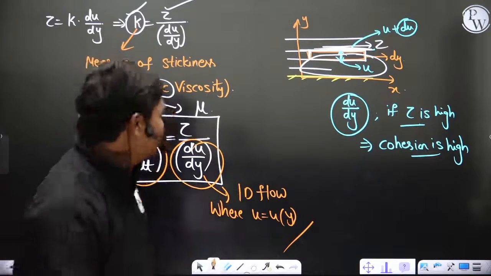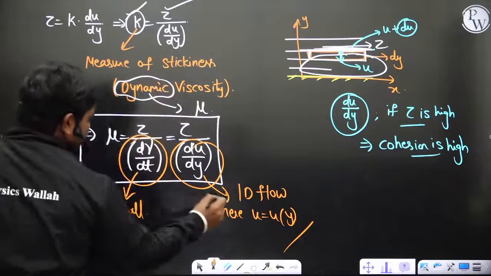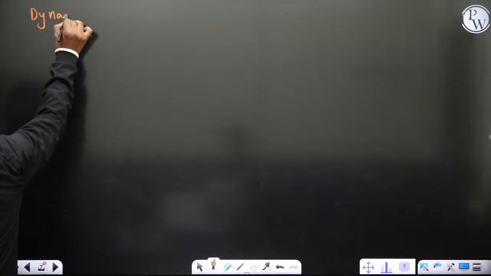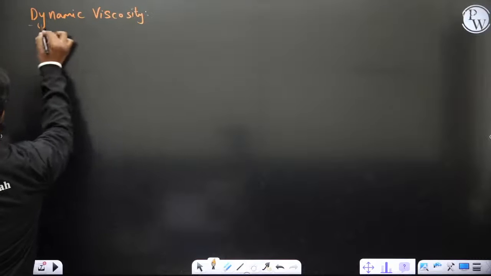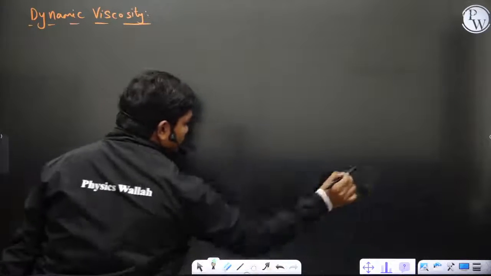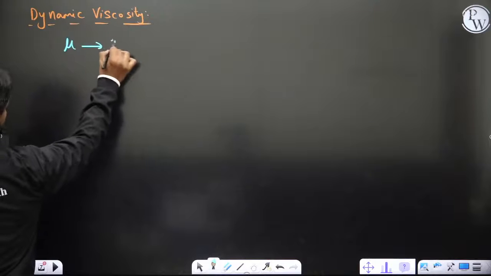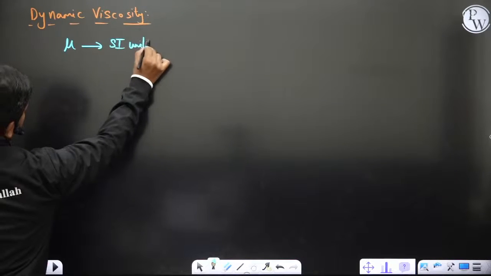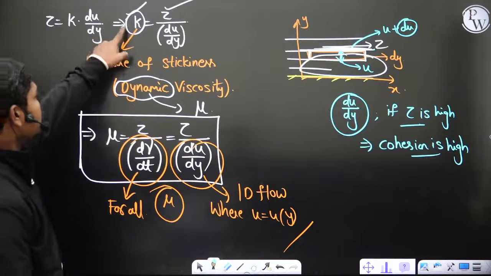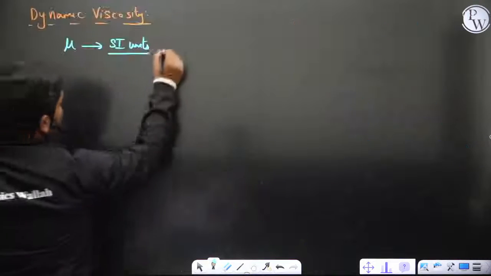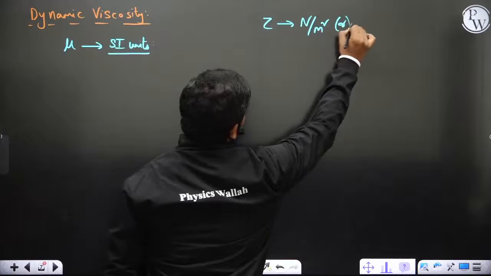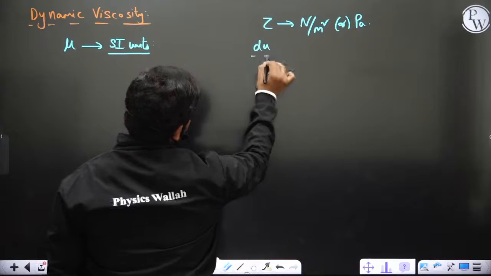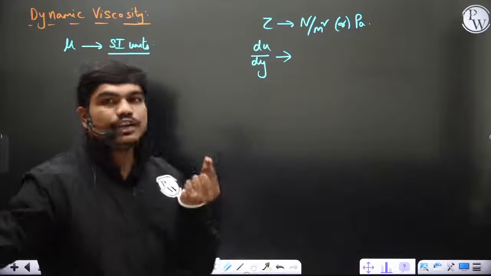All clear? Good. Now let us talk about the units of mu, dynamic viscosity. If you take mu, what are the SI units? Clearly this property is nothing but shear stress by velocity gradient. Shear stress has the units of Newton per meter square, pascals. Du by dy, du is the difference in velocity.